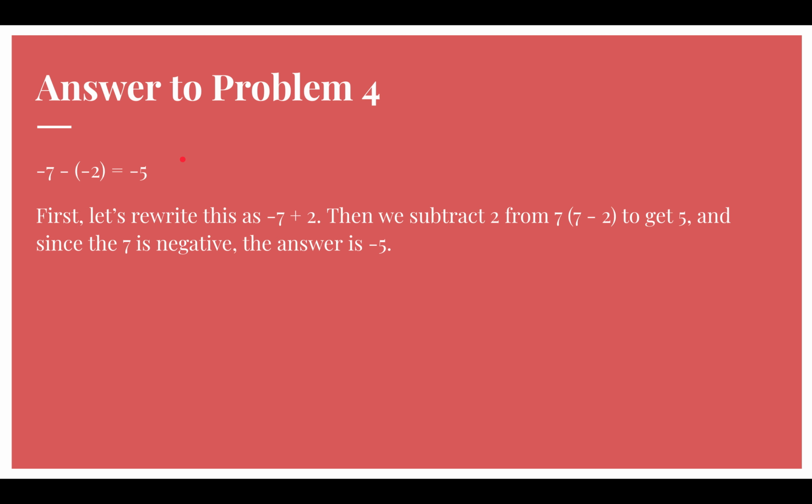And the answer to problem 4 is -5. So first, let's rewrite this as -7 plus 2. Remember that minus negative is the same thing as adding a number. So we're going to add this 2. And they're different signs. So we're going to subtract 2 from 7. We get 7 minus 2, and we get 5. And since the 7 is negative, we're going to keep that negative sign, and the answer will become -5.